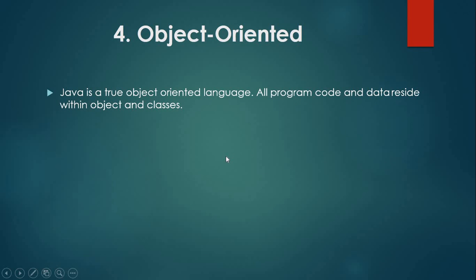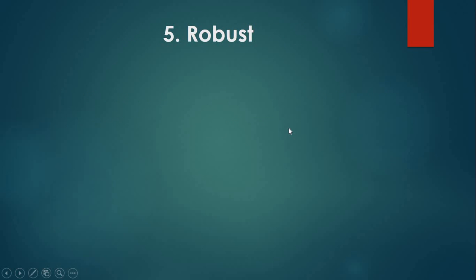Our fourth feature is object oriented. Java is a true object-oriented language. All program code and data reside within objects and classes, which we already discussed. The object model in Java is simple and easy to extend. We will understand in our next video lecture how we can extend other classes.